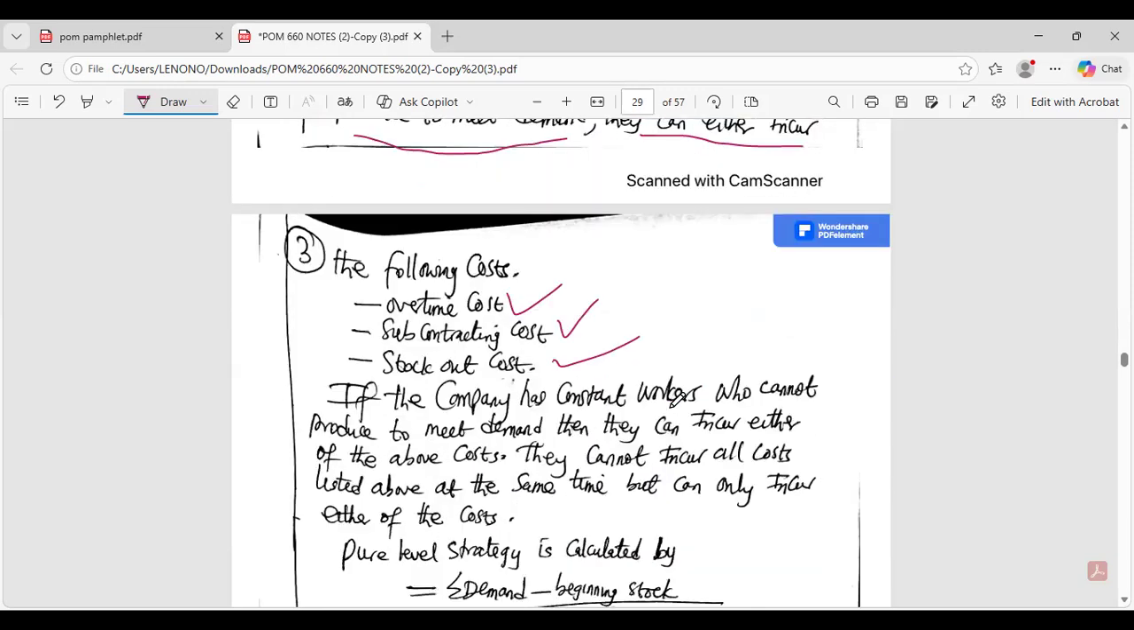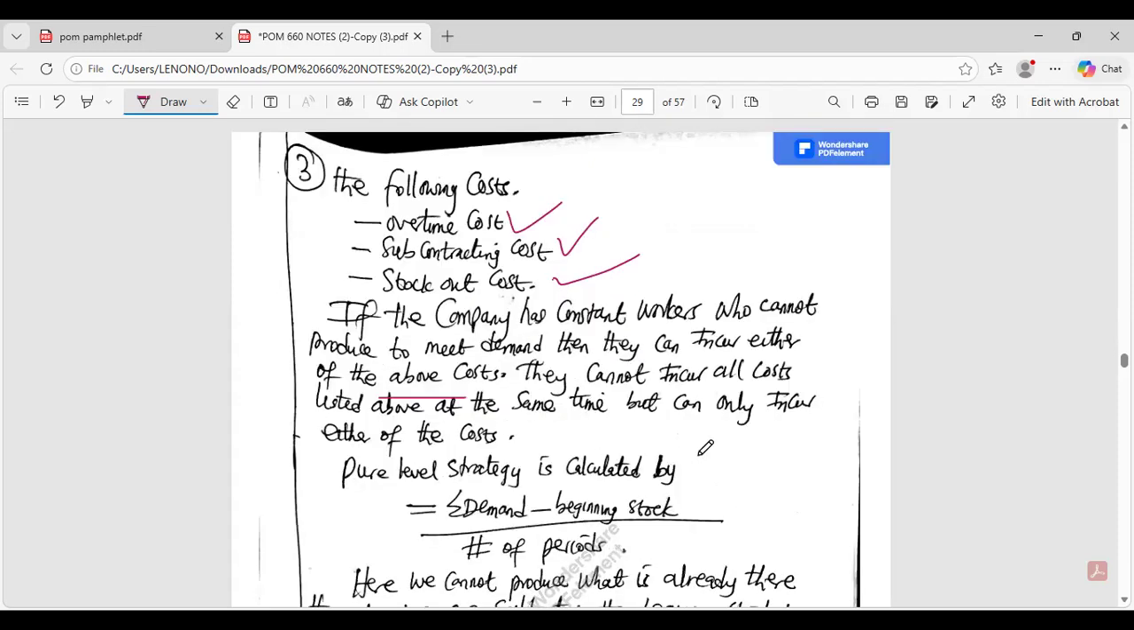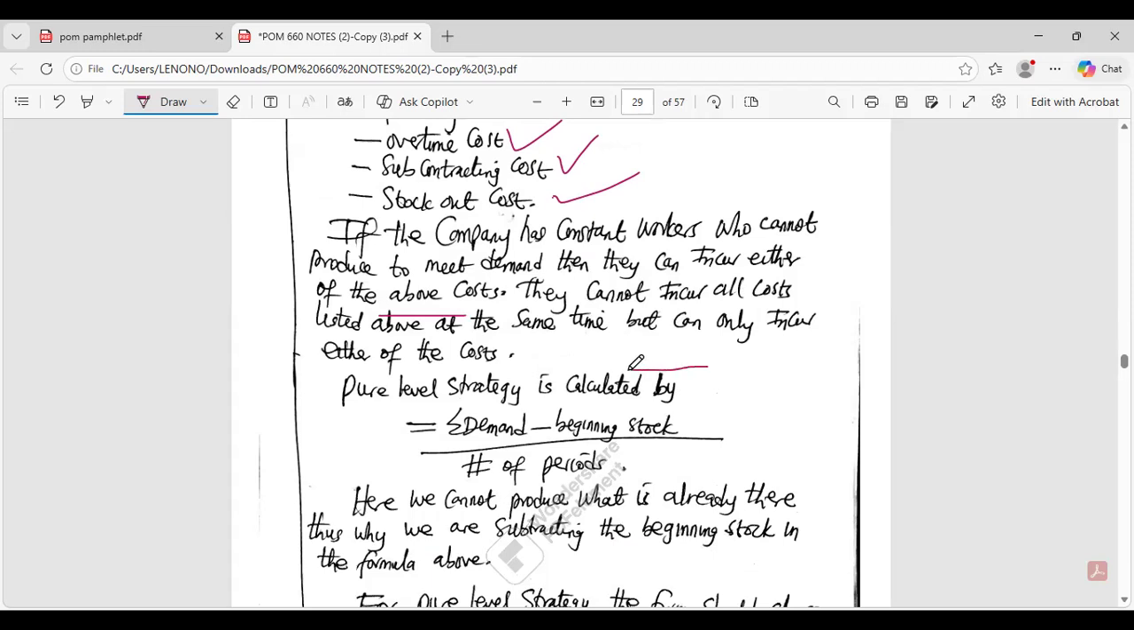If the company has constant workers who cannot produce to meet demand, then they can incur either of the above costs. They cannot incur all the costs at the same time, but only either of the above costs. So our pure labor strategy is equal to the summation of demand minus beginning stock over the number of periods.